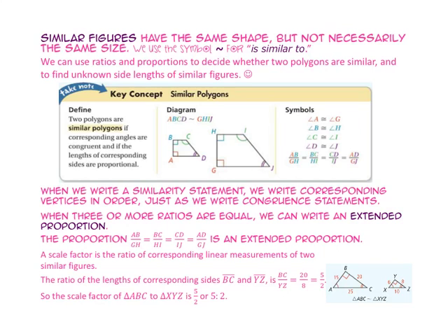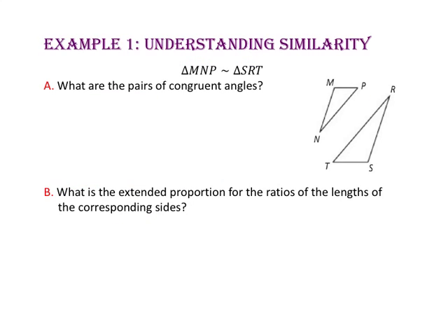When three or more ratios are equal, we can write an extended proportion, such as this one here. A scale factor is a ratio of corresponding linear measurements of two similar figures. The ratio of the lengths of the corresponding sides, side BC and side YZ, is 20 to 8, which reduces to 5 to 2. So the scale factor of triangle ABC to triangle XYZ is 5 to 2, or written with a colon, 5:2. In example 1, we will understand similarity.